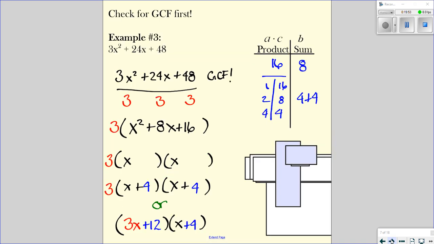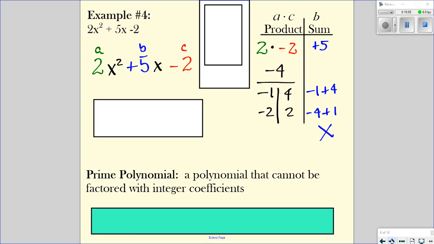And if you run across a trinomial where you cannot factor it, because you cannot find the factors to give you the sum, then you just say not factorable and don't touch it, because you can't go any further with it.